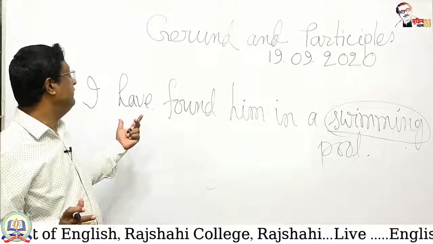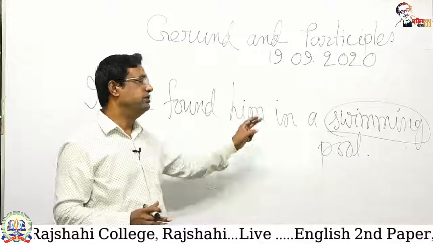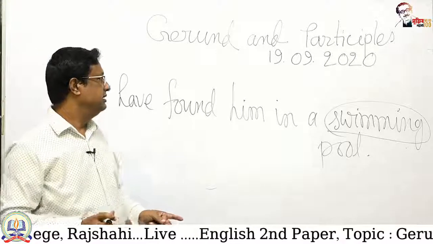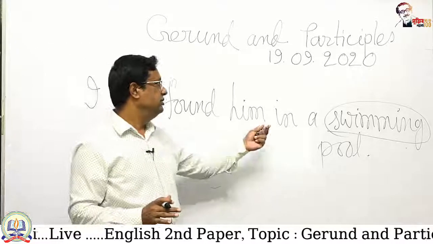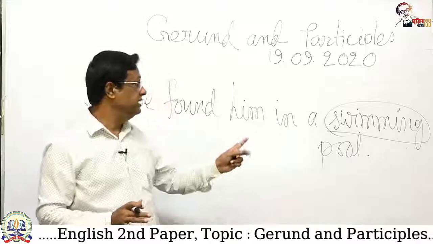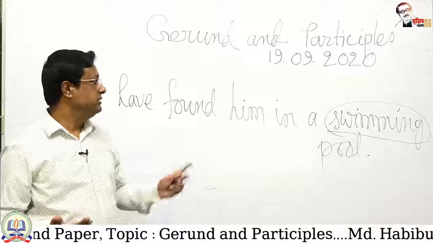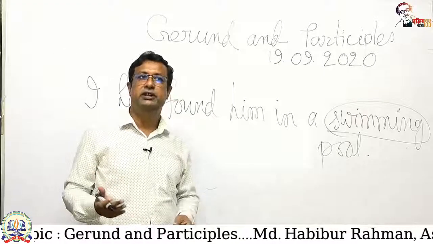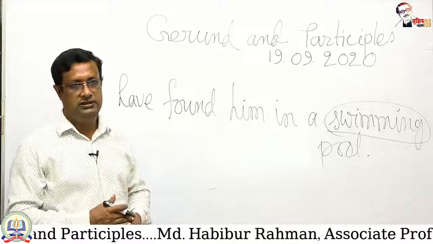Where have you found him? I have found him in a swimming pool. So, in a swimming pool, here is an adverbial, and its structure is a prepositional phrase. In a swimming pool. What is the noun in this prepositional phrase? In the prepositional phrase, we find the noun at the end of the phrase.